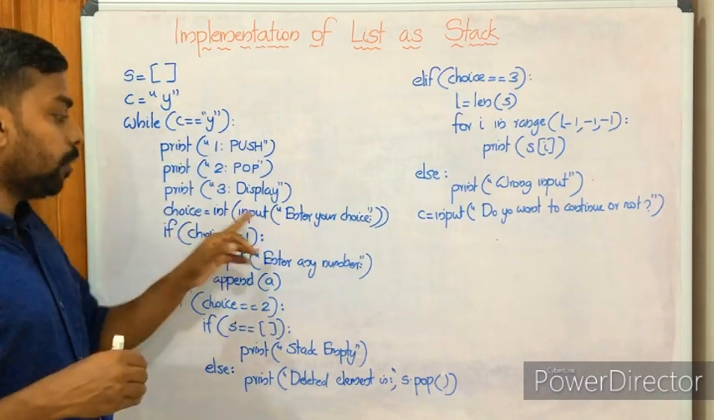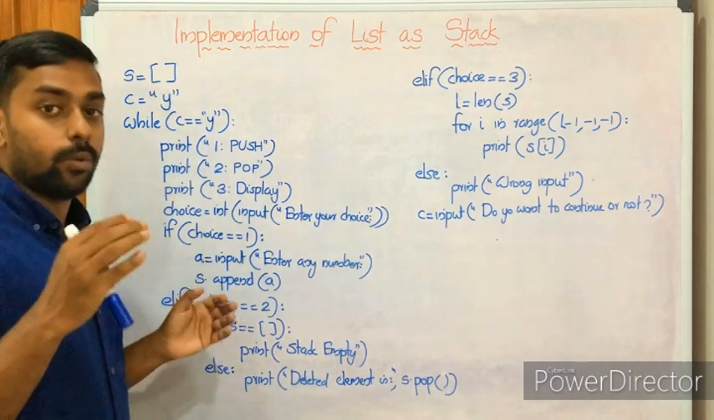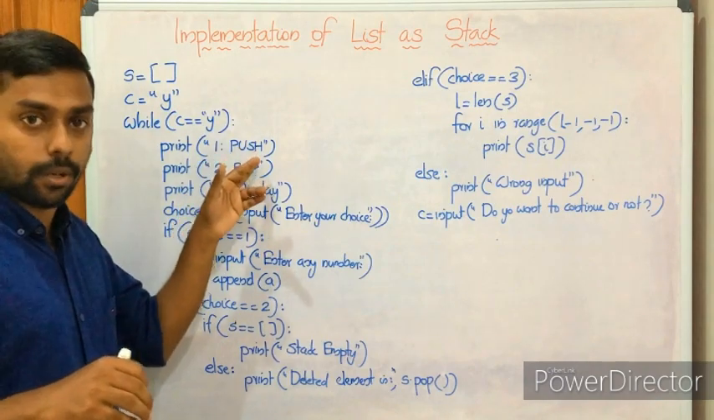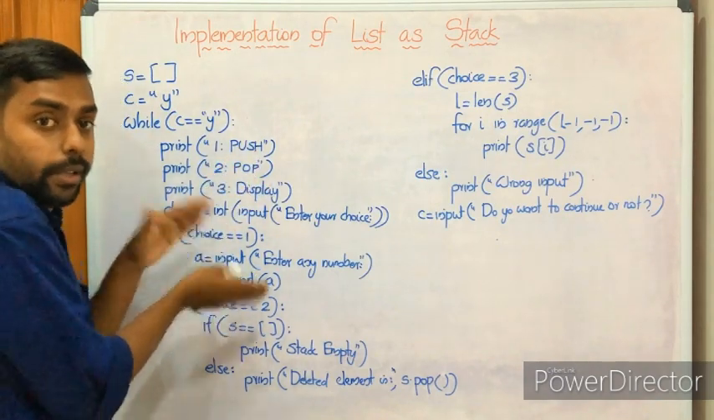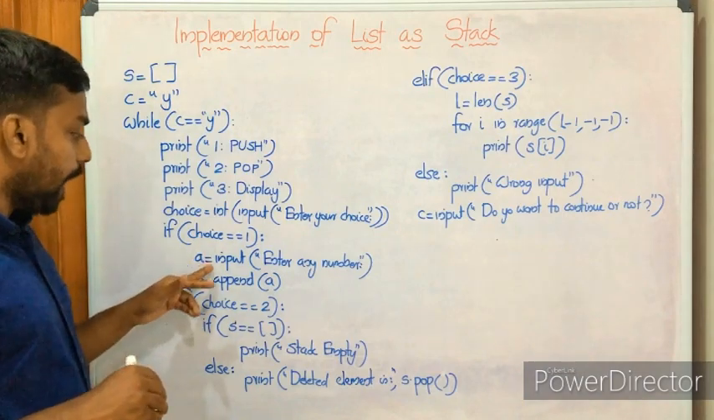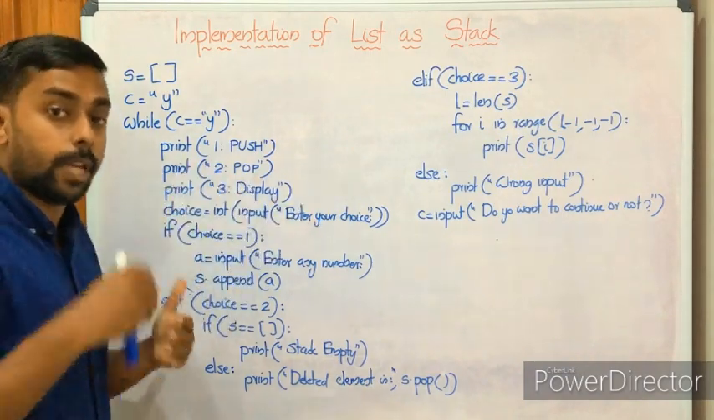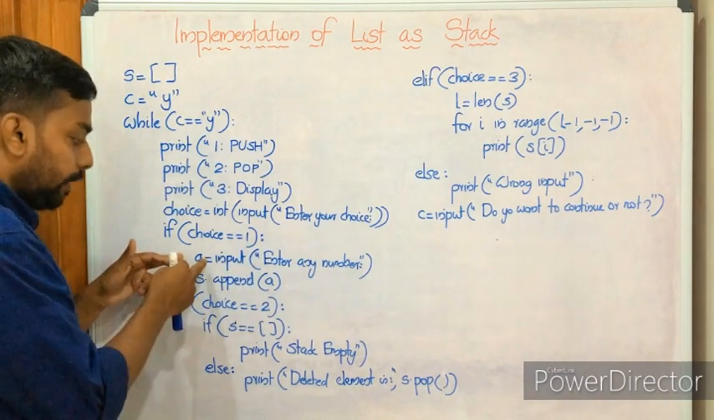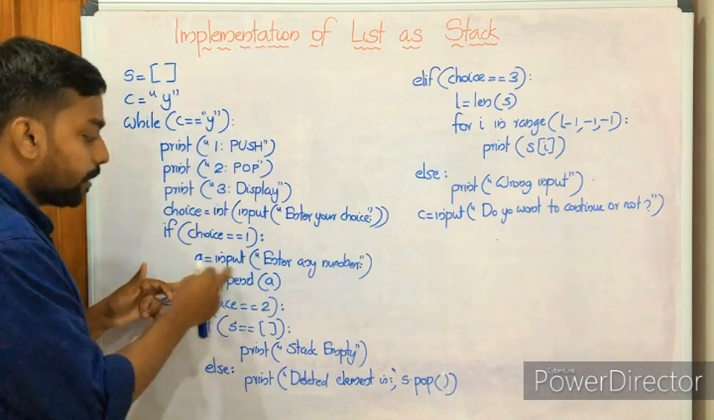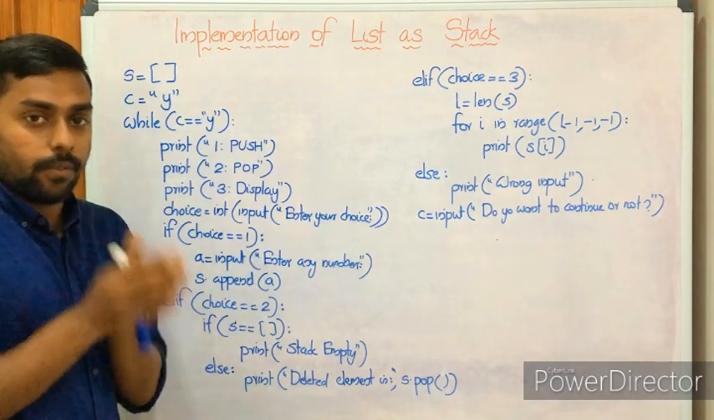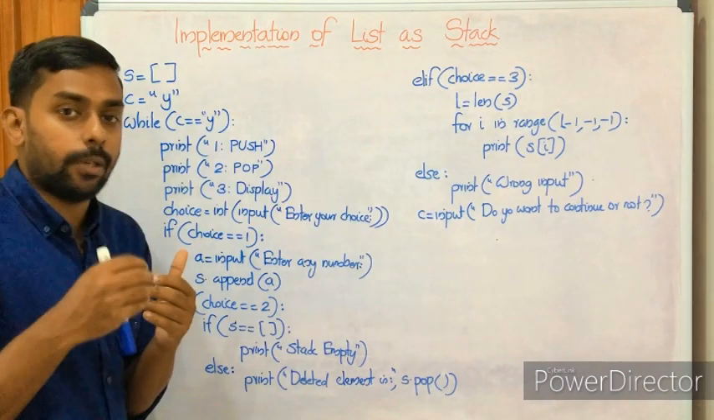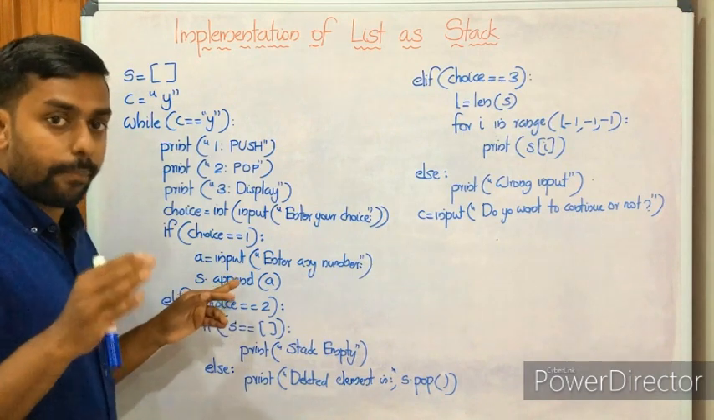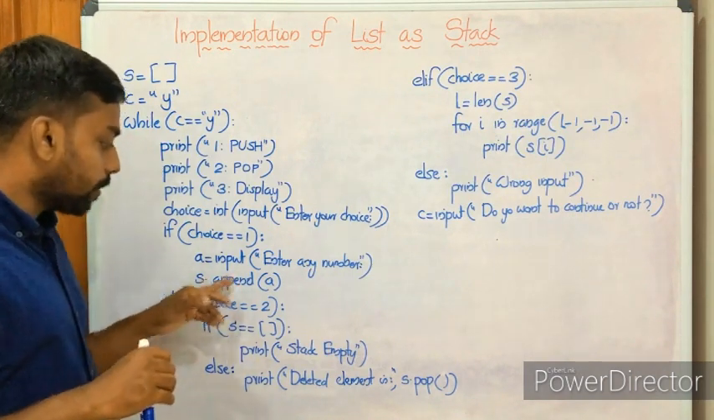Then if choice equal to 1, suppose the user is inputting the value of choice as 1. We know it's for performing the push operation, so we'll have statements to perform the push operation here in the if part. You can see A equal to input of enter any number, that's the number we are going to input, and it will be stored in A. Then S dot append A, you know what append is? We are performing the push operation, adding an element to a stack or inserting an element into a stack with the help of a list function, append. Appending means adding at the end. So S dot append A.